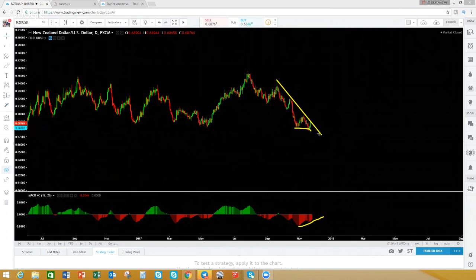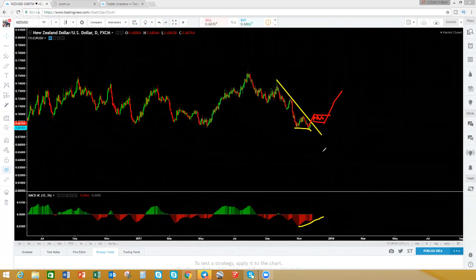So you need this to break out of this first. It has to break out of this to confirm. And not only just break out, because it can break out and go back inside. It needs to break out and correct like this for us to now start thinking that we are now bullish New Zealand. Okay, we're still on the daily chart here.